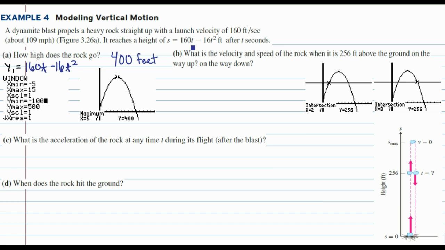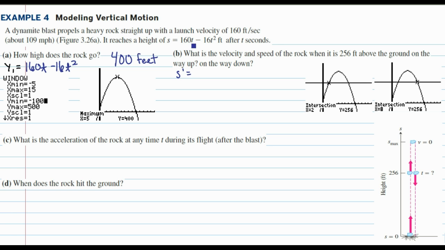Now part B asks, what is the velocity and speed of the rock when it is 256 feet above the ground on the way up and on the way down? Well, first of all, velocity is a change in position. How fast is its position changing? So that is the derivative of position. So velocity is s prime. All right, well, let's find s prime first.